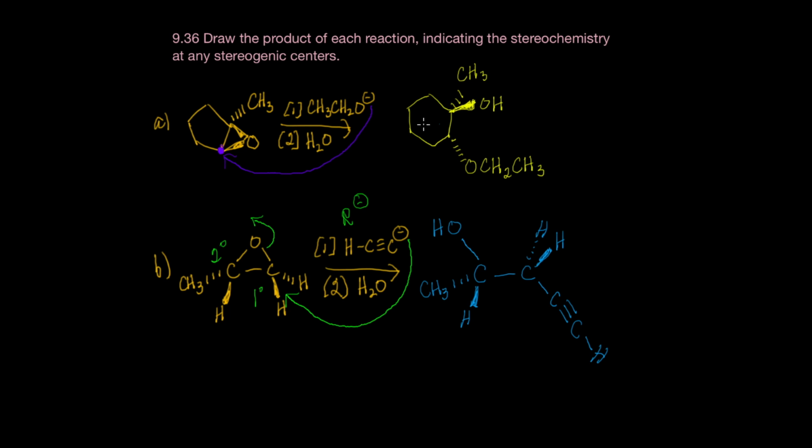So in this top problem, because we're drawing the ring kind of flat, we want to switch the wedge and the dash. Now because the oxygen is not on a wedge and a dash here, we want to just draw the nucleophile attacking from the opposite side of the molecule so that we don't switch any wedges or dashes here.